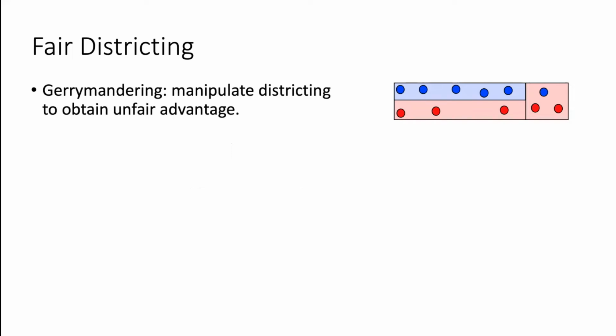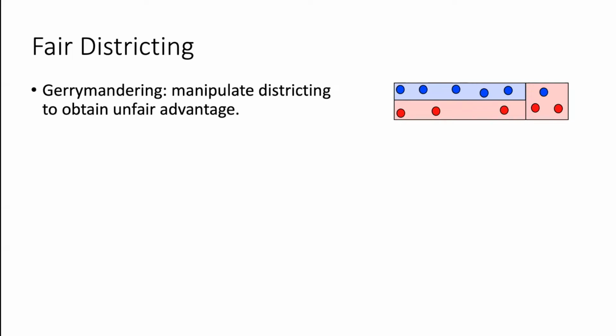So the concrete problem we'll consider is what is called fair districting. Think of an example like this, which has 6 blue individuals and 5 red individuals, and you could draw districts that look like this. But if you did this, then 2 of the regions will elect a red representative and 1 region will elect a blue representative. And in a sense, this way of drawing districts is manipulating the districting process so that the red can obtain an unfair advantage in the parliament.